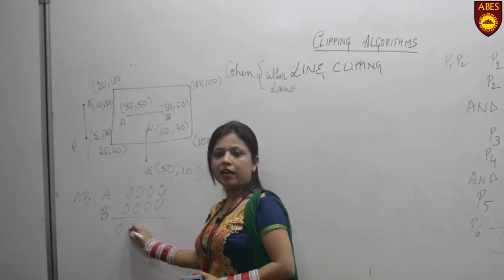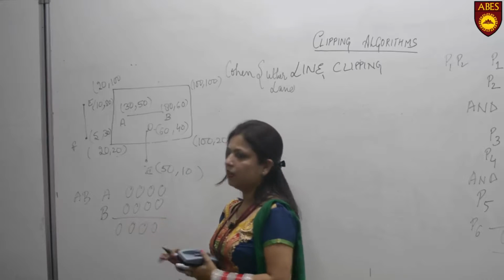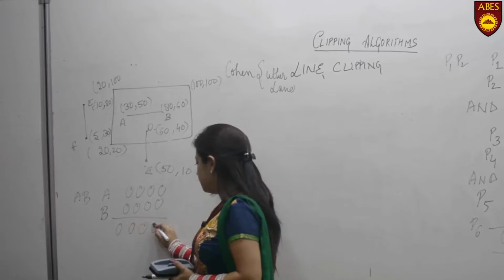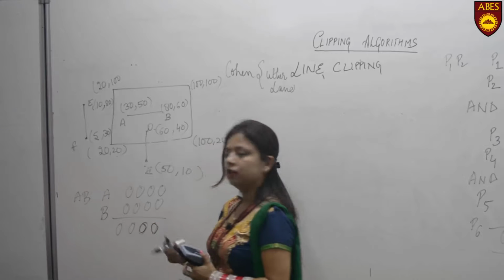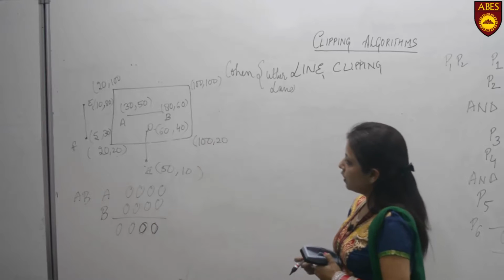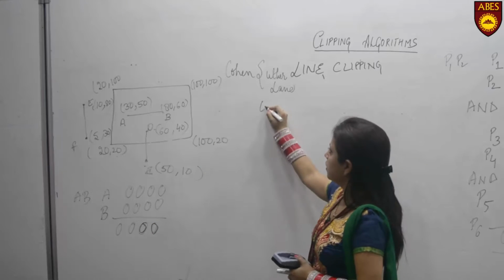If you perform logical AND, you get an output as 0000 and 0000. So this particular line is completely visible. Next category of line is your EF line.